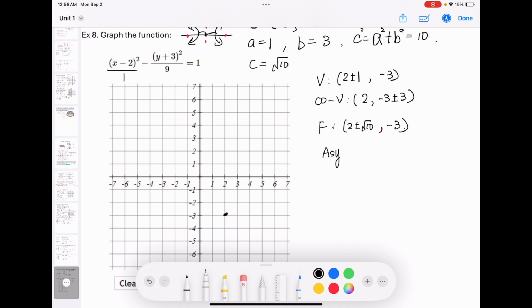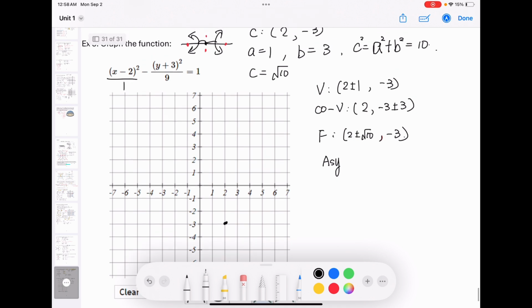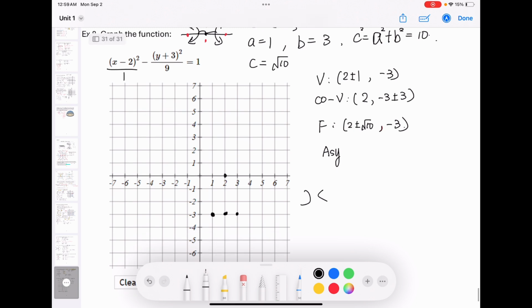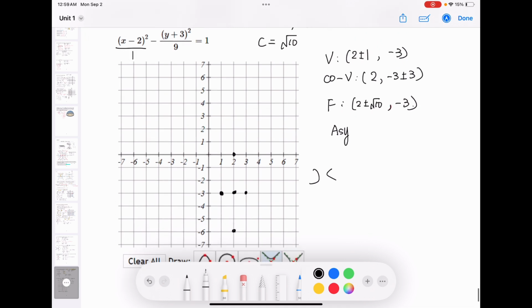Second, let's find the vertices. So this one, we have the shape like this. For the vertices, I'm going to the left and right a unit. So based on the 2, we plus or minus 1, we got these 2 points. These are my vertices. And the co-vertices is go up and down b unit. So we can also evaluate the value and then find the points. So go up 3 units, go down 3 units. So this is my co-vertices. So based on this, we can make a box.